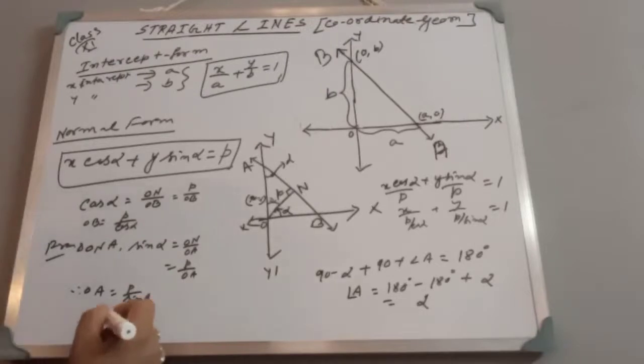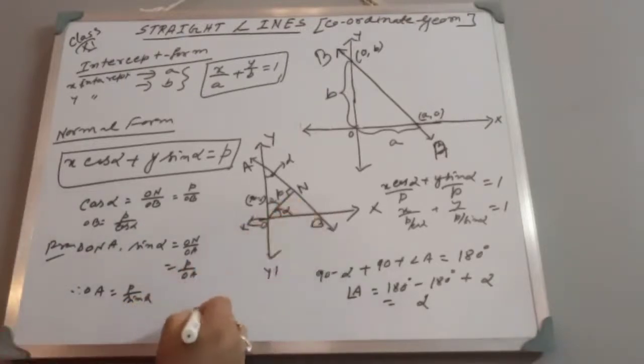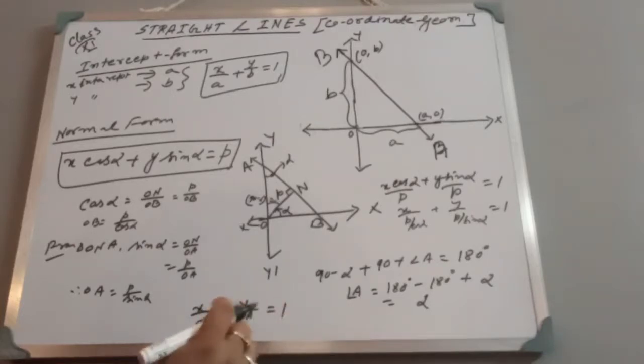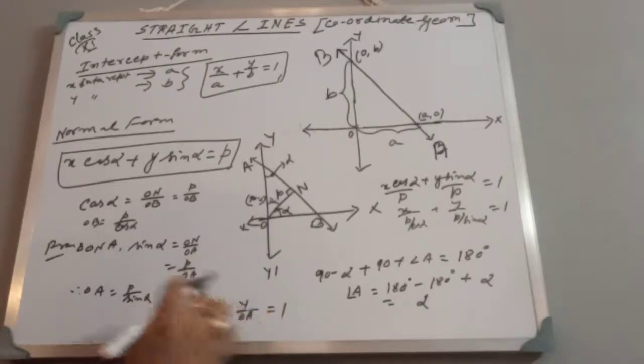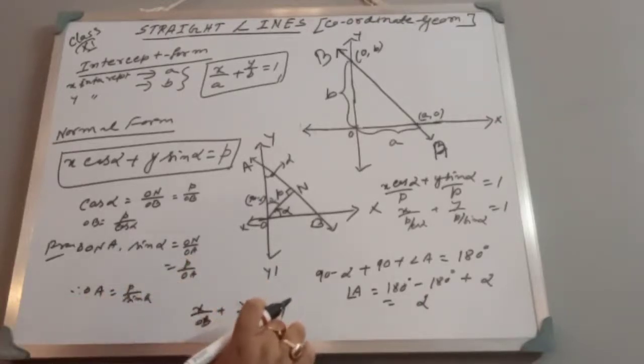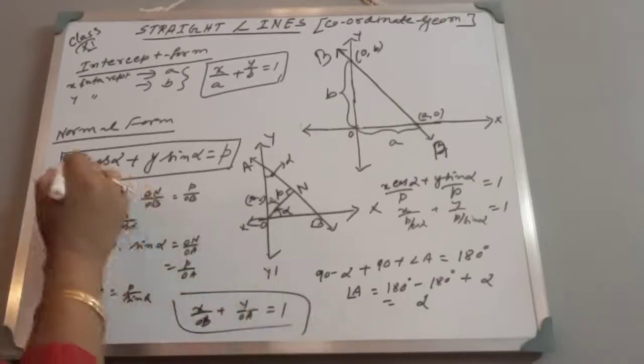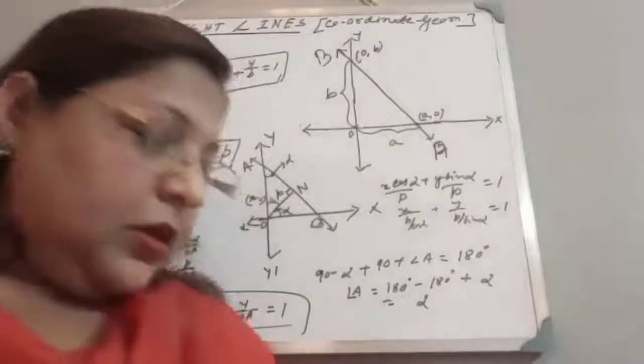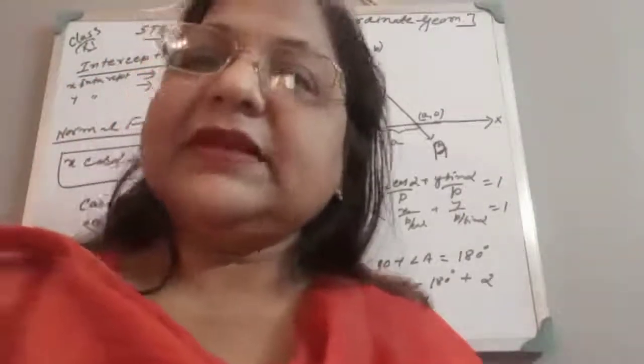Now from intercept form, what will we write? Here also we can write x by OB plus y by OA is equal to 1. Now OB means P by cos alpha, and OA means P by sin alpha. So it will give us x cos alpha plus y sin alpha equals P. Just put the values of OA and OB here, and we will get this equation. That means it is proved. Okay. Next we will start the exercise, coming in a new video.